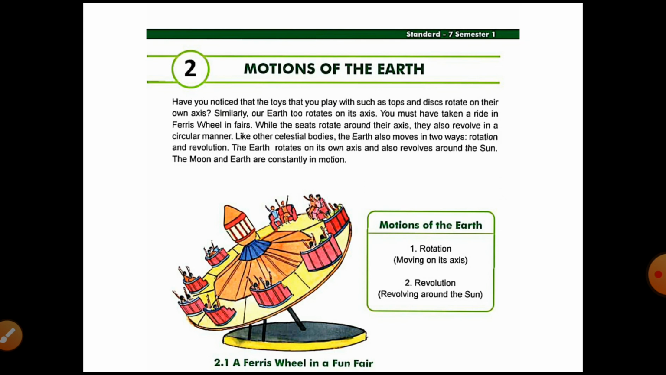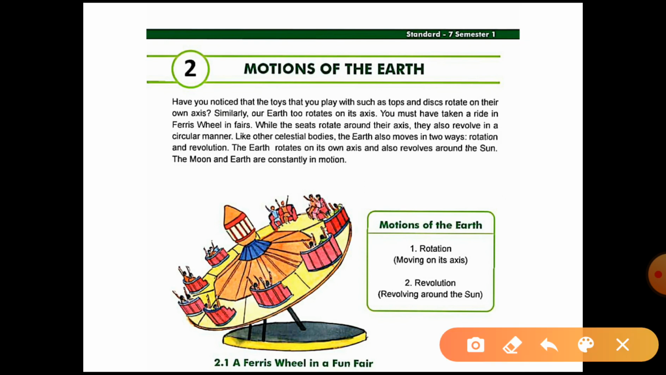So the moon and earth are constantly in motion. Okay, so the earth rotates on its own place, and it also revolves around the sun. So the earth rotating on its own place is known as a rotation, and the earth revolving or moving around the sun is known as a revolution.